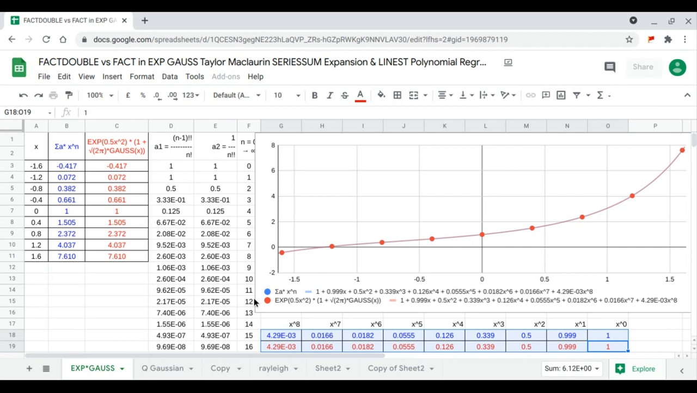This completes the use of double factorial and factorial in generating the Taylor-Maclaurin SERIESSUM expansion of this function e to the power 0.5x squared times the quantity 1 minus square root of 2 pi times the Gauss of x values.